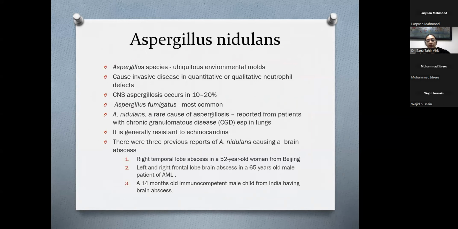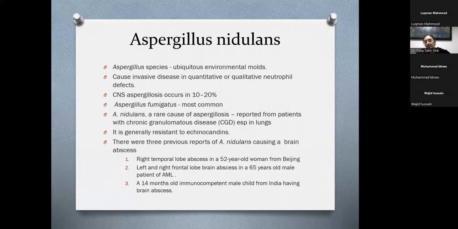So what is Aspergillus nidulans? Aspergillus species actually are ubiquitous environmental molds. They cause invasive disease in patients with quantitative and qualitative neutrophilic defects. And CNS aspergillosis is only 10 to 20%. Most common is Aspergillus fumigatus. Aspergillus nidulans is rare, although it is found in patients with chronic granulomatous disease, especially in the lungs.